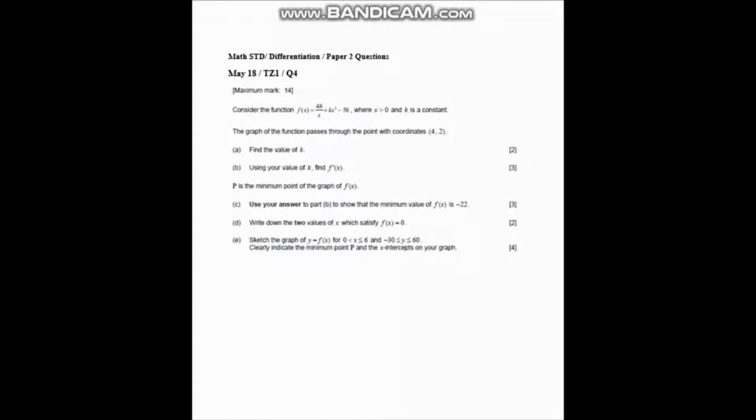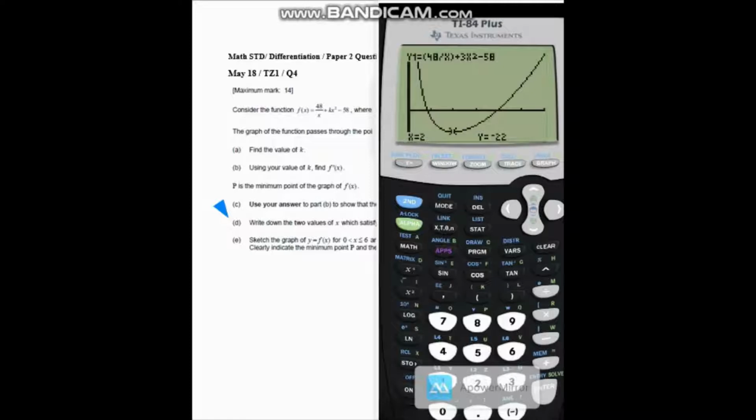Next, in question D, I'm required to write down the two values of x which satisfy f(x) equals 0, and these are obtained from the GDC using what we call the zero function. So second trace, zero. This is a calculator function that helps you find the zeros of a function or the x-intercepts of a function. We can tell from the graph that there are two zeros, there and there. A zero of a function is a point where the function intersects the x-axis.